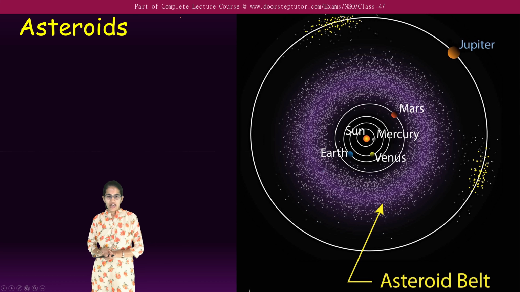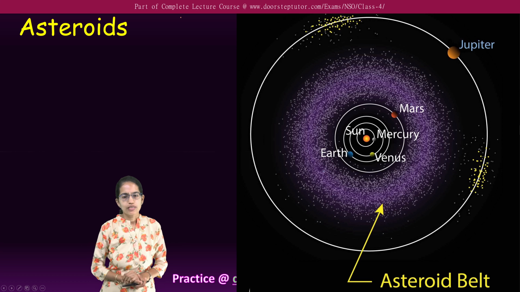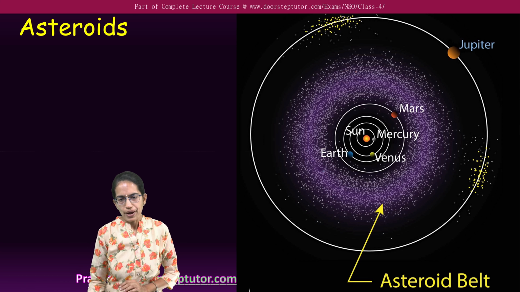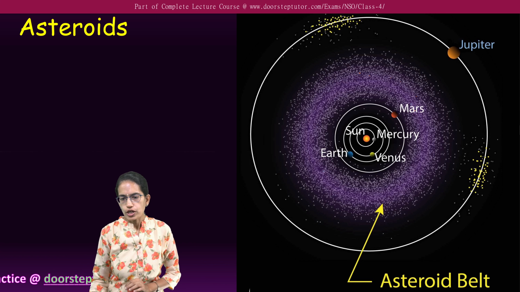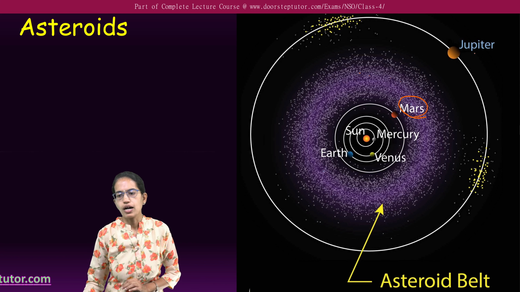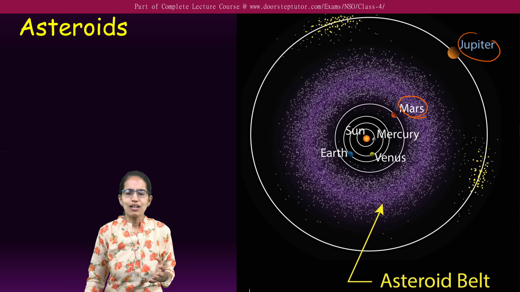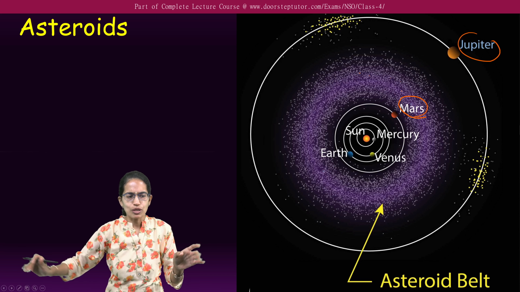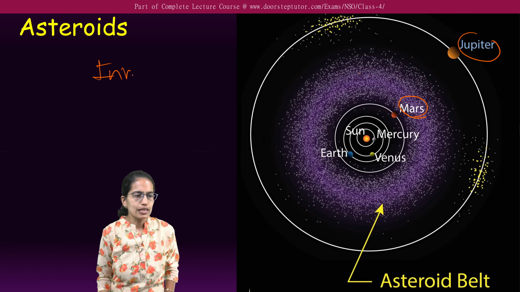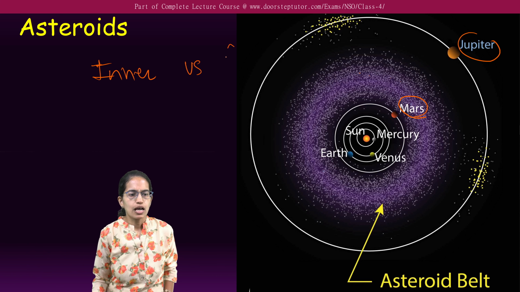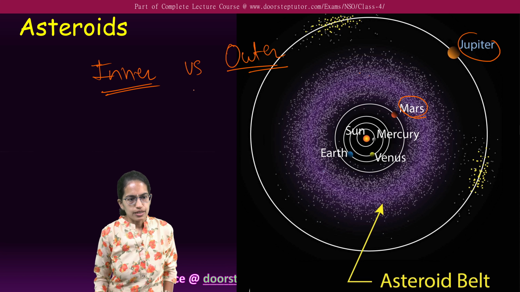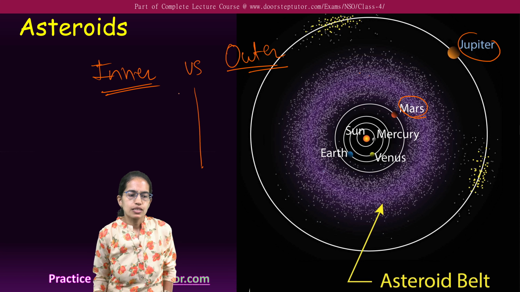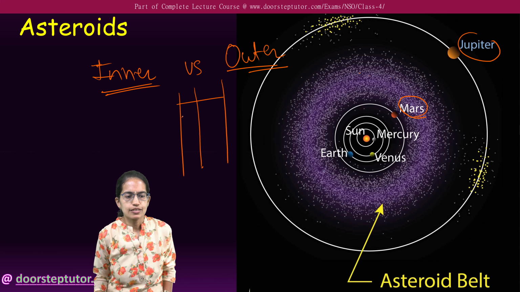An important concept we will understand is asteroids. Asteroids are the belt of rocky objects present between Mars and Jupiter. In a simple way, I can say inner planets are separated from outer planets. So it just separates inner versus outer. If inner and outer are separated, then what would happen? This portion which separates them is called the asteroid belt.